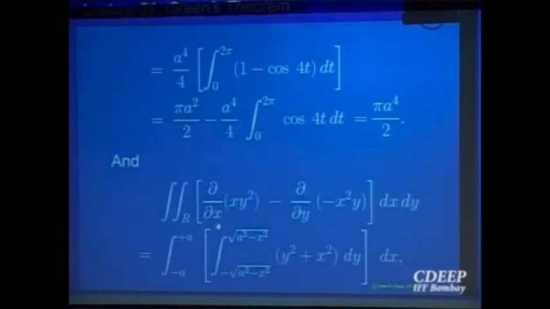So partial derivative of Q, that is x y square, minus partial derivative of P with respect to y, dx dy. So as I said, you can write it as an iterated integral, x goes from minus a to a and y goes from minus square root of a square minus x square, the lower part of the circle, to the upper part of the circle, plus square root of a square minus x square. Right? So that is again integrating one function at a time.